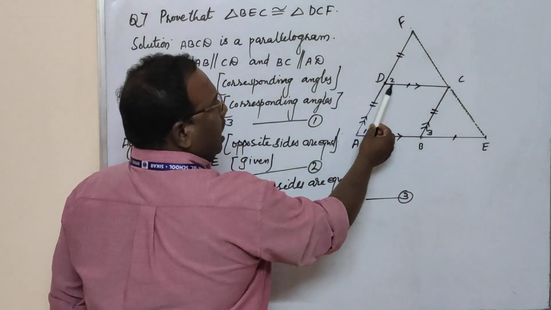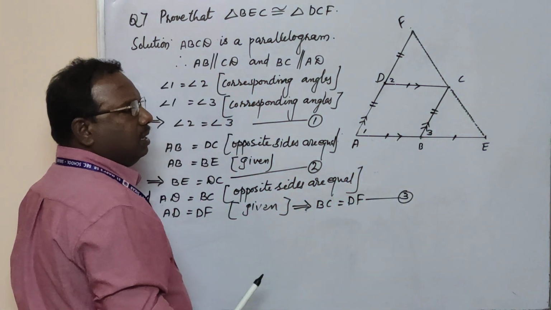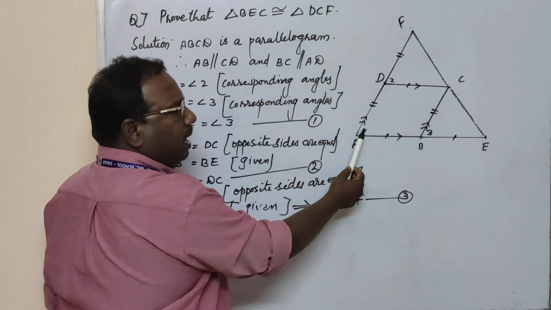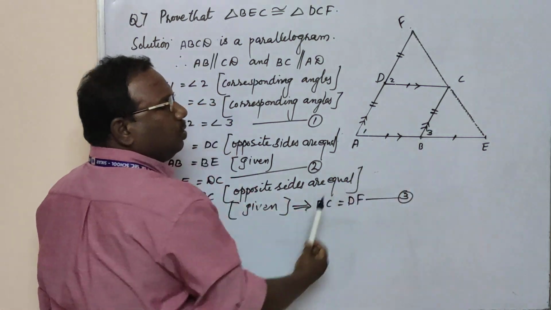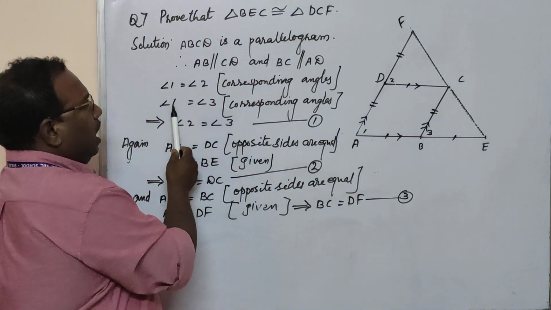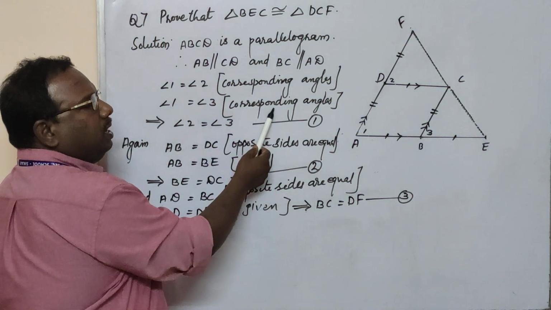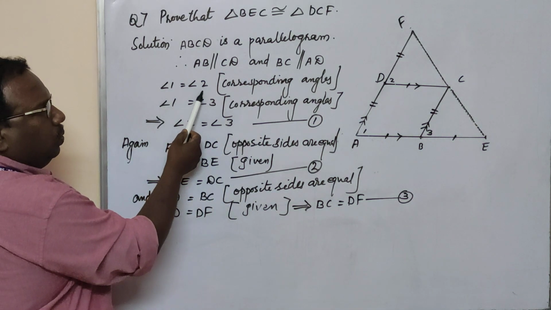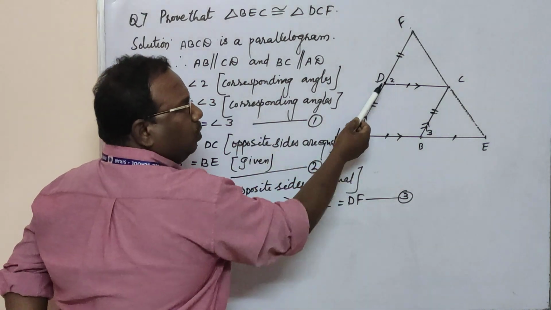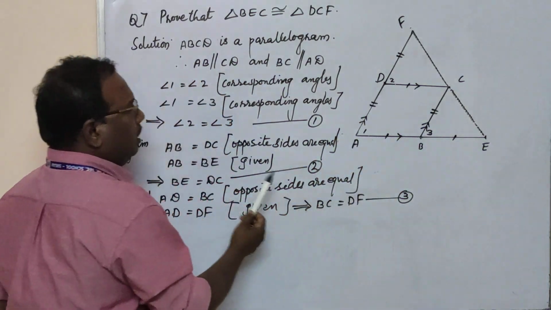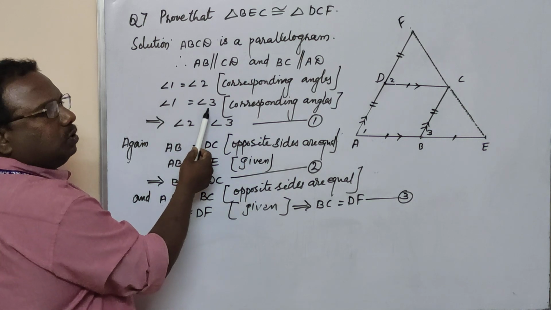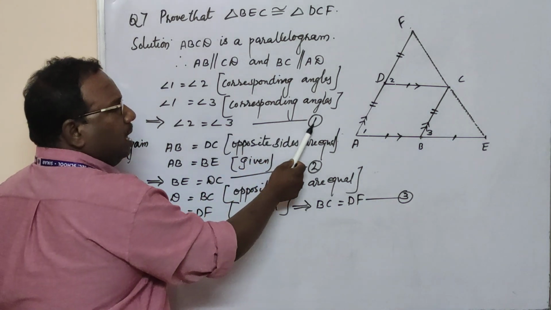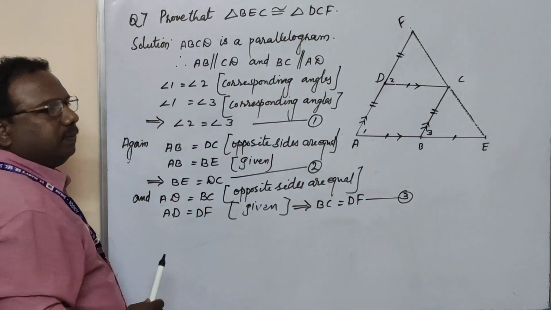Similarly, AD and BC are parallel lines. AB is transversal, therefore what is the relation between angle 1 and 3? They are also corresponding angles. Angle 1 equal to 3 because corresponding angles are equal. So once more, angle 1 equal to angle 2, angle 1 equal to angle 3, which implies 2 and 3 are also equal angles. Angle 2 equal to angle 3. I marked this as result 1.